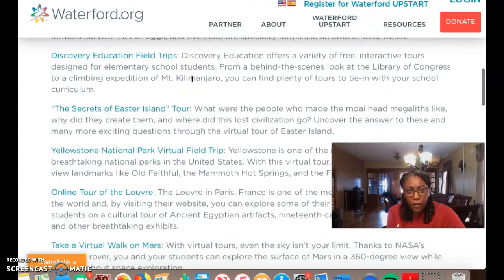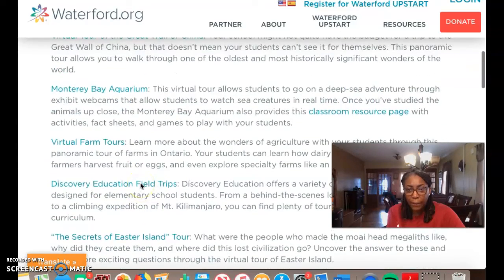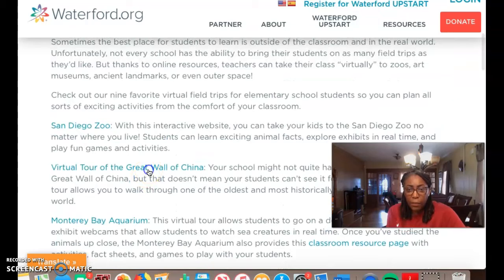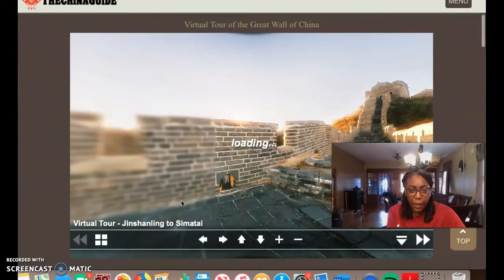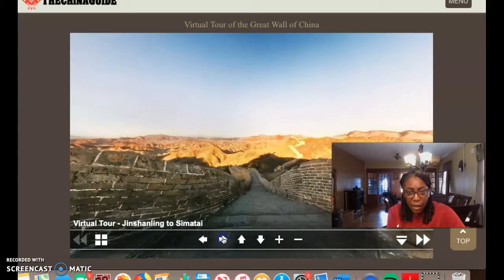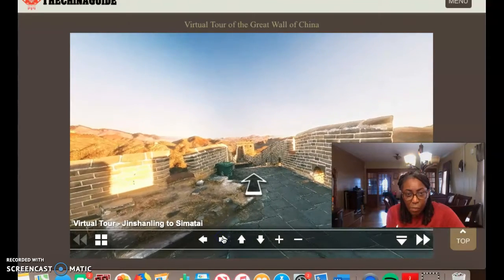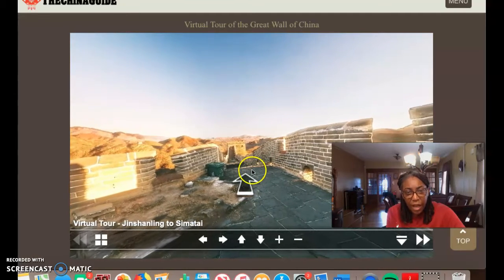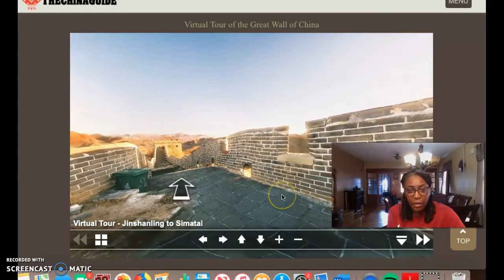Waterford.org offers several different locations that students can pick. One of the locations is the Great Wall of China. And with this, as you can see, with the panoramic view, they would be able to, with the 3D glasses, actually look as if they are walking down the steps and that they're here in this location.